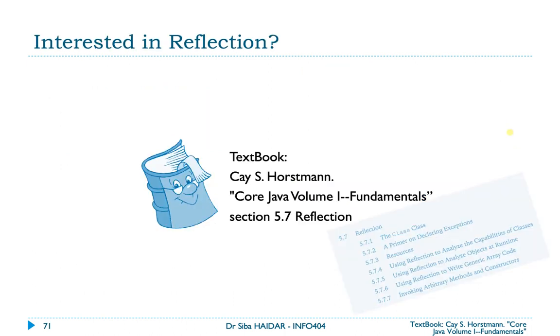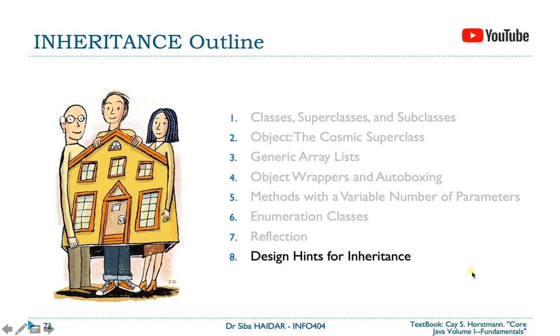So that was all I wanted to say about reflection. Reflection is a big section in chapter 5 in the textbook. I draw your attention to this section if you are interested in reading more of it. We didn't do all the subsections. So we will end this huge chapter about inheritance. We will end it with design hints for inheritance.